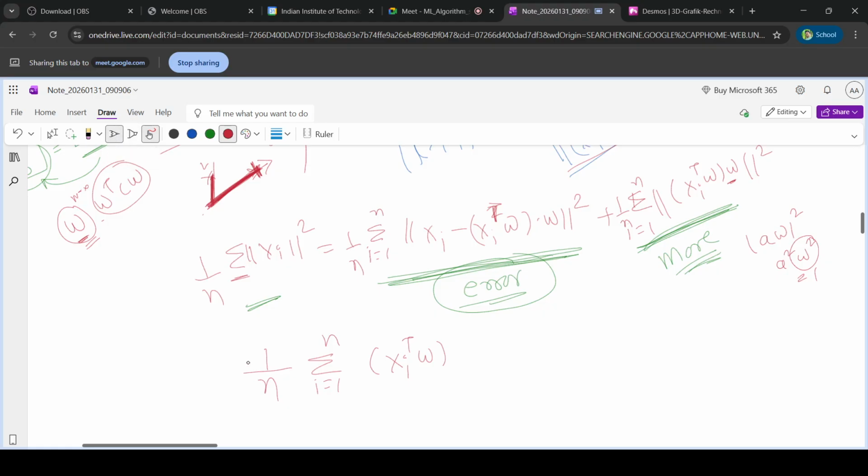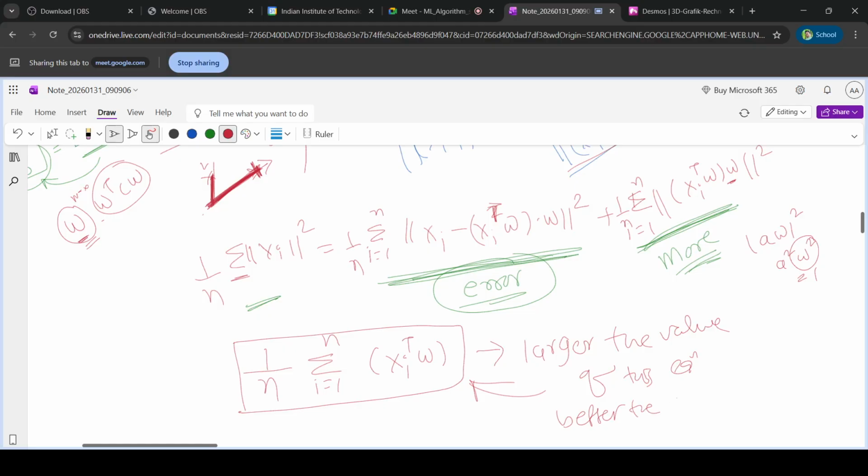So this is the value. The larger the value of this equation, the better the line fits. If this is larger, bigger than the other line, that is the best fit.